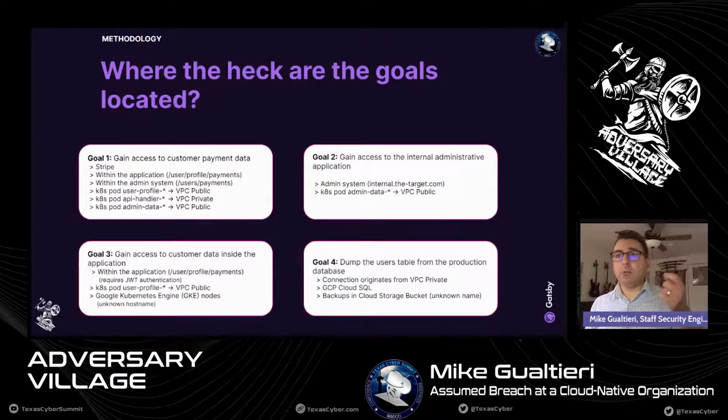Goal four, dump the users table from the production database. This database connection actually originates from the private virtual private cloud. The data itself is stored in a Cloud SQL instance, and backups, we're told, are stored in a cloud storage bucket, but we don't know the name.